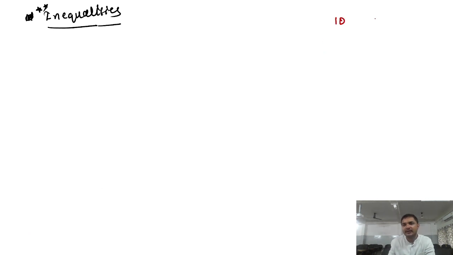Say we are having 10, 15. For obvious reason, which one is greater? 15 is greater. This symbol I guess you people are comfortable with, right? 10 is less than 15. This is how I'll be reading it.